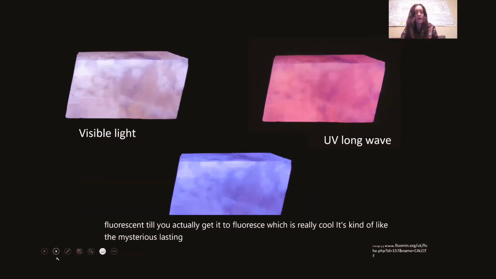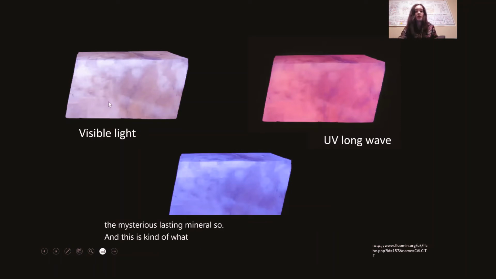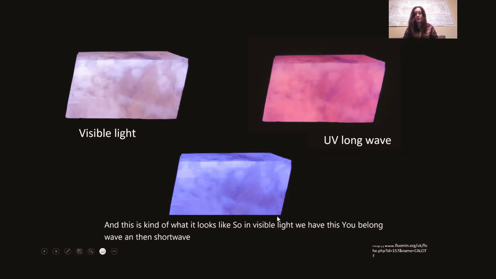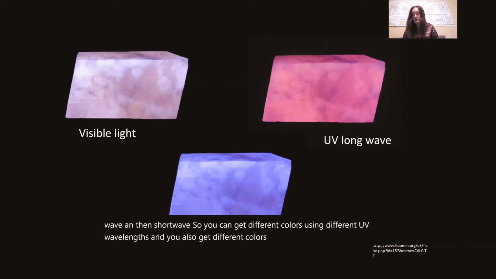And this is kind of what it looks like. In visible light, we have this, then UV long wave, and then short wave. So you can get different colors using different UV wavelengths, and you also get different colors in different types of light situations. That's really cool about calcite, that you never know what you're going to get until you actually try it out.